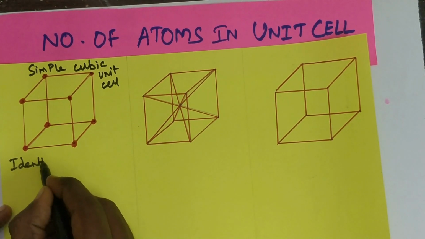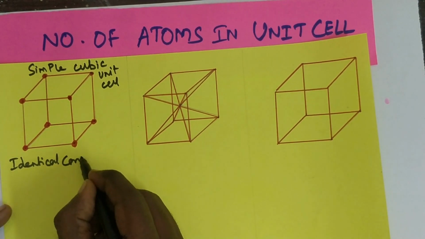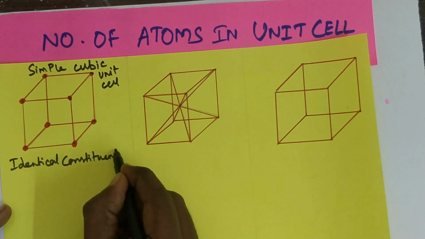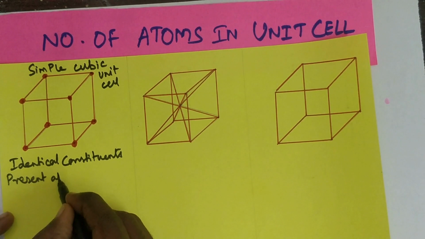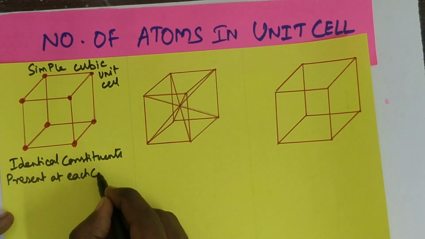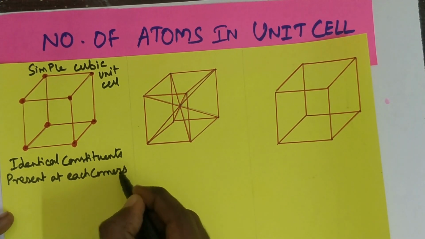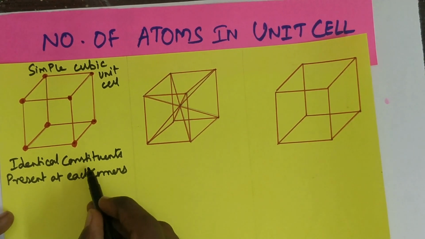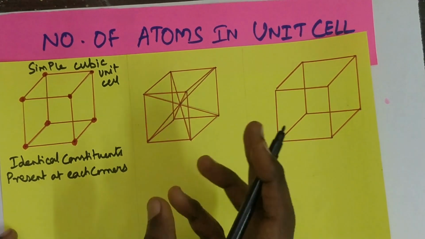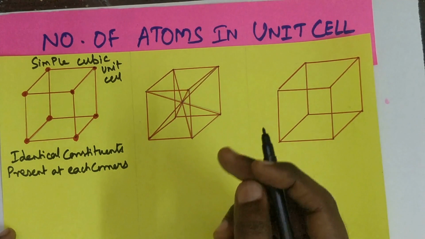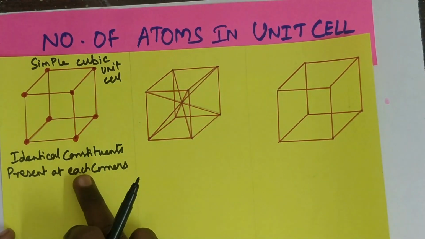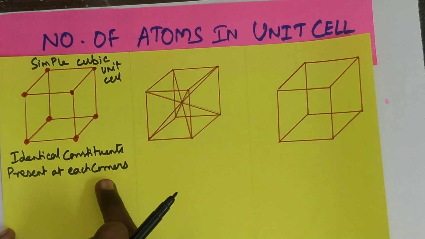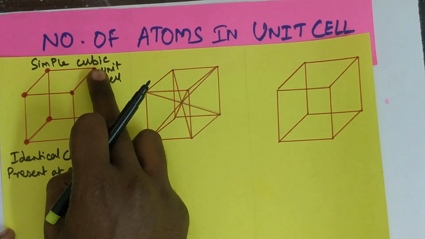So simple cubic means identical constituents present at each corner. Constituents means it may be an atom, it may be an ion, it may be a molecule. So 8 atoms. Identical constituents at each corner means a simple cubic unit cell.